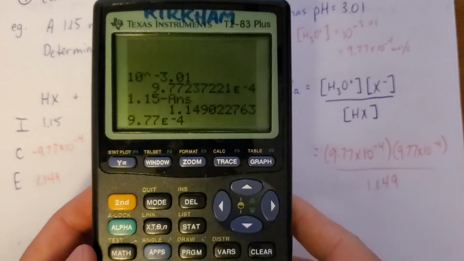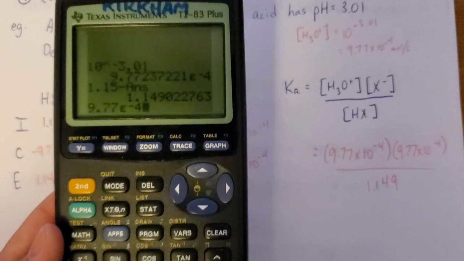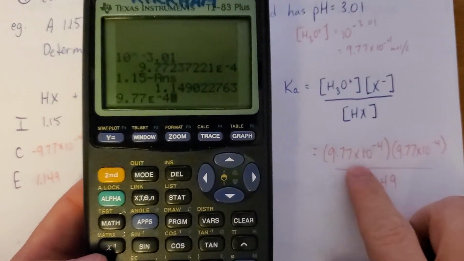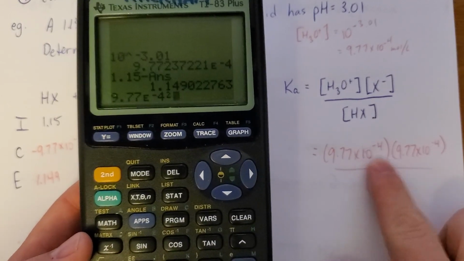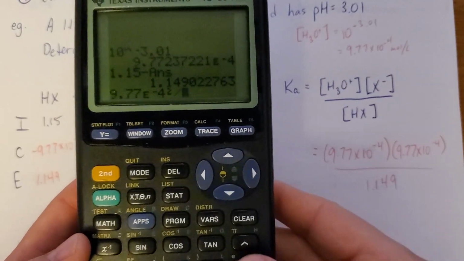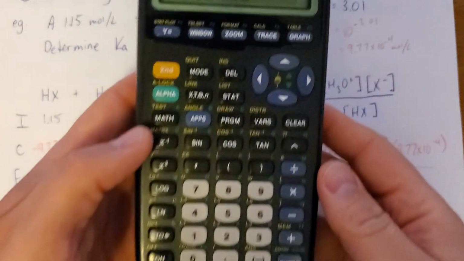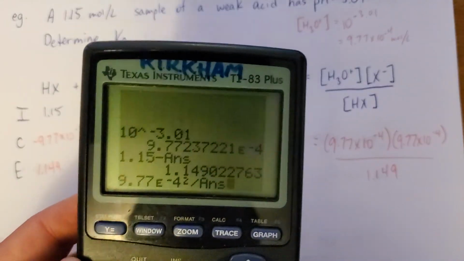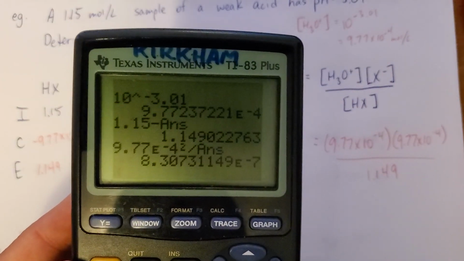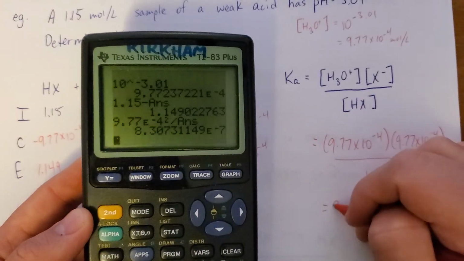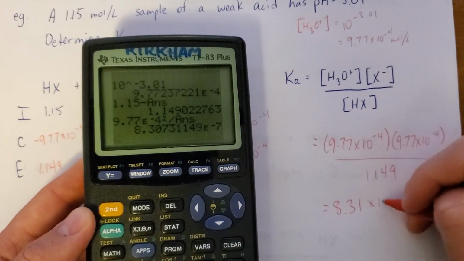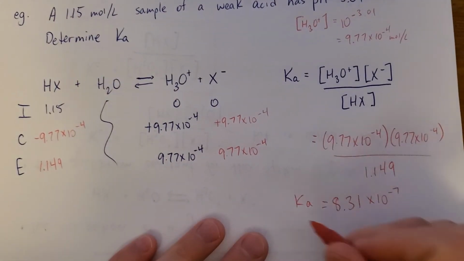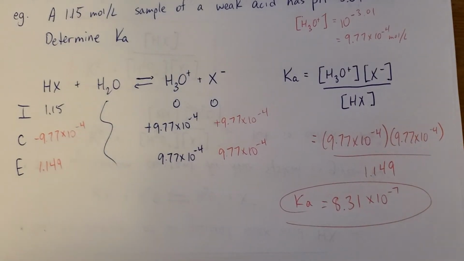So if you're not super skilled with your calculator, check out what I'm going to do. I'm going to square this because it's the same thing multiplied, and then I'm going to divide by the answer that's on my screen to get that. You do second function negative sign. This is going to be the best possible answer. So I get 8.31 times 10 to the negative 7. That's my Ka. There are no units, and that totally looks good.